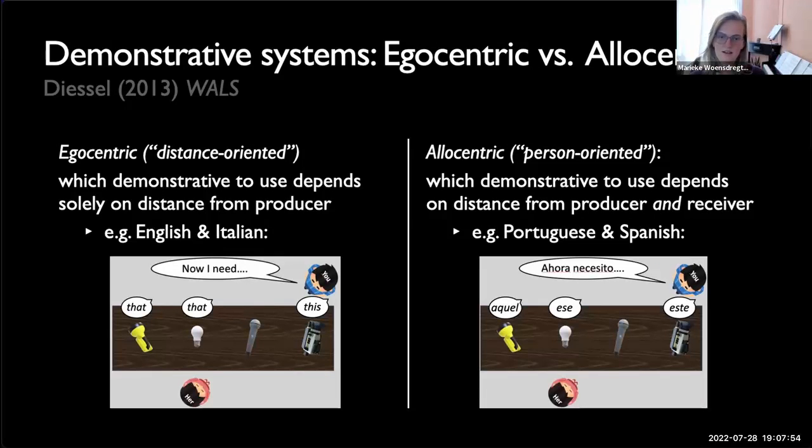So as you can see, some degree of social information is used at least in an allocentric language, because there the speaker has to monitor the receiver's perspective or spatial location in order to use this demonstrative system correctly.